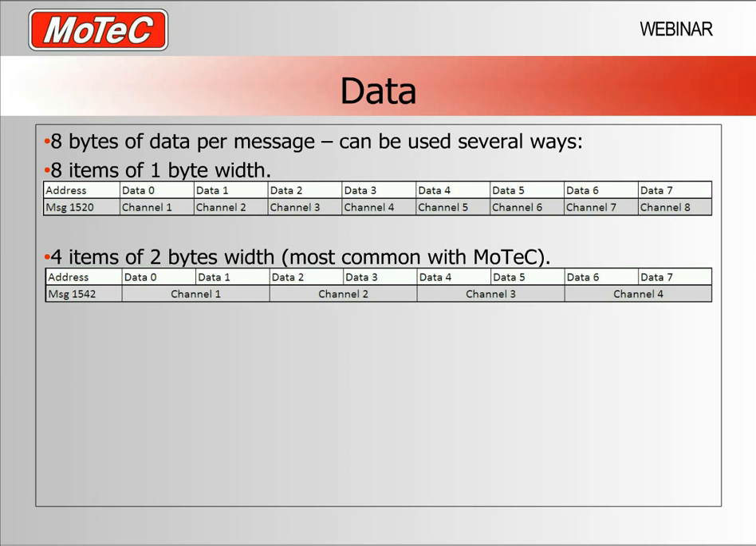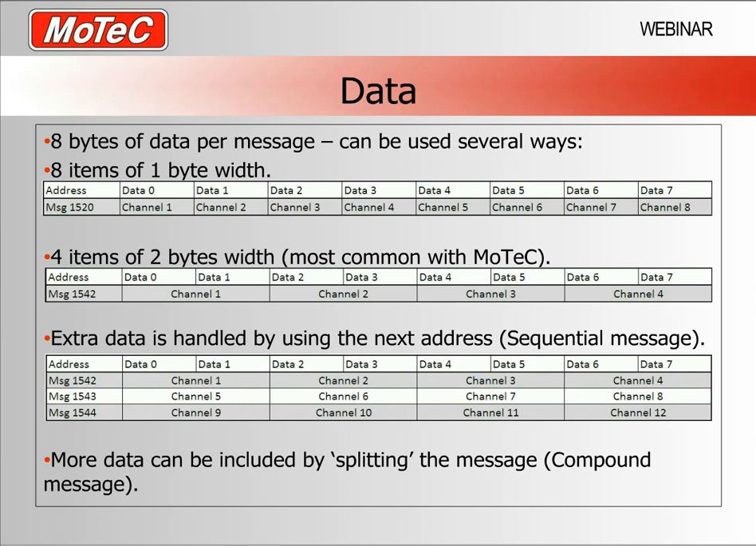And this is the way we most commonly do it in MoTec devices. Virtually all of our CAN systems work on the assumption that data is going to take 2 bytes to carry 1 channel of information. So here again we have message number 1542, and now we are carrying 4 channels of information across those 8 bytes of data, and we therefore have much higher accuracy, and we can therefore have better resolution in our data. So that's something you'll see over and over and over with a MoTec system.